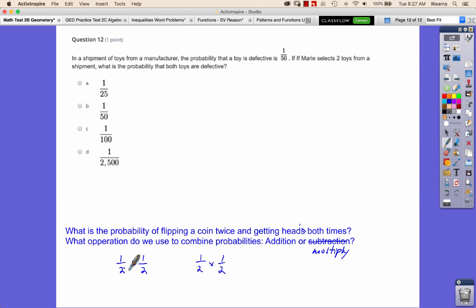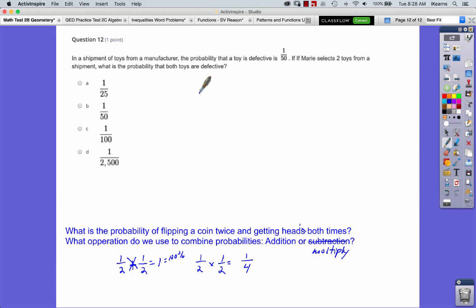Well, if you add them, 1/2 plus 1/2 equals 1, which is equal to 100% of the time. So ask yourself, if you flip 2 coins, are you always going to get heads both times? No, you're not, okay? And so adding isn't what we're going to do. We actually need to multiply them. So when you multiply fractions, you're going to multiply straight across. And 1 times 1 is 1, and 2 times 2 is 4. So getting heads twice, 2 different flips, you have a 1/4 chance.